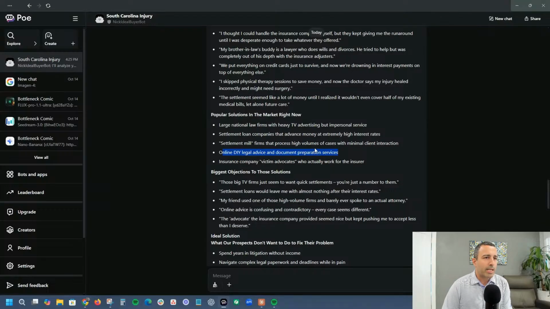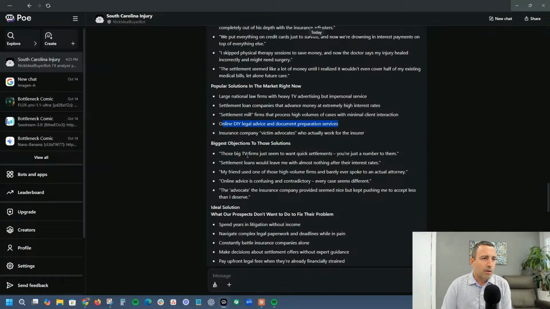Okay, biggest objections to these solutions. Those big TV firms just seem to want quick settlements. You're just a number to them. Settlement loans would leave me with almost nothing after their interest rates. My friend used one of those high volume firms and barely even spoke to an actual attorney. So you can see these objections are valid, that you're going to want to handle ahead of time and in your marketing to have people trust you and engage with you.